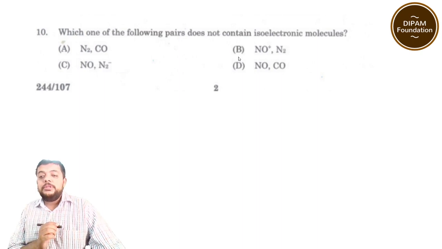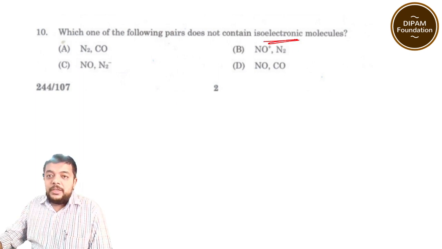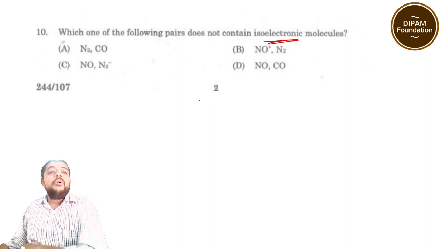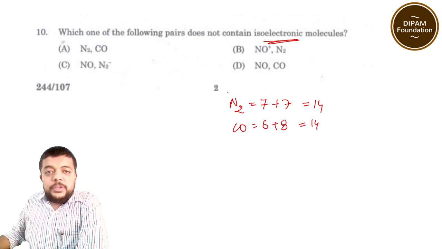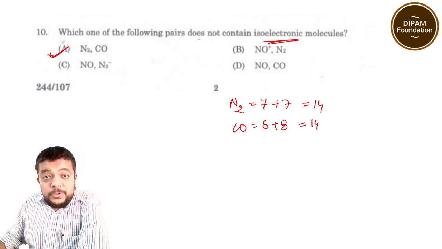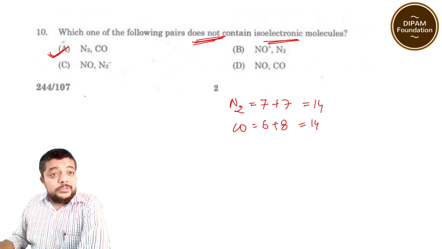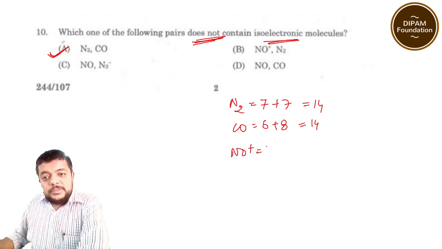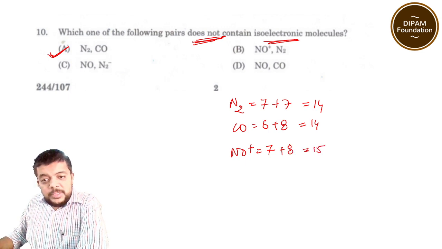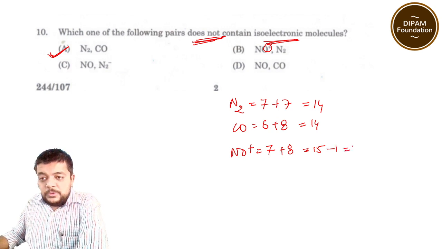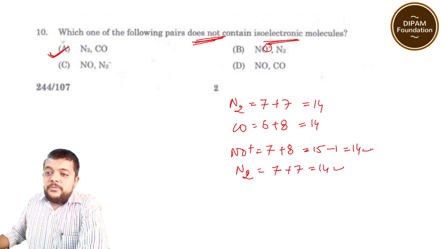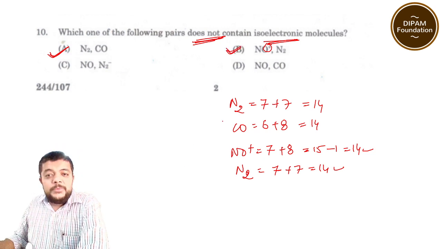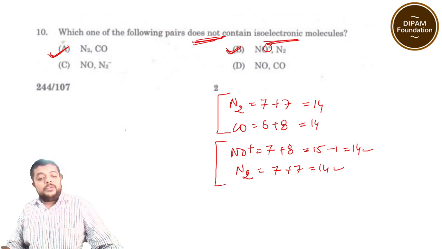Now comes one more important topic, and that topic is isoelectronic. Isoelectronic indicates the same number of total electrons. So for N2, it is 7 plus 7, the total is 14. CO, it is 6 plus 8, the total is 14. So yes, this pair is isoelectronic, but we do not want it, since the question asks for the pair that does not contain isoelectronic molecules. This contains NO plus. When it comes to NO plus, 7 of nitrogen, 8 of oxygen, that is 15, but this plus sign indicates one lesser, so it is 14. When it comes to N2, it is 7 plus 7, again it ends up with 14. So yes, definitely it is isoelectronic species. So the first and the second are pairs of isoelectronic species.